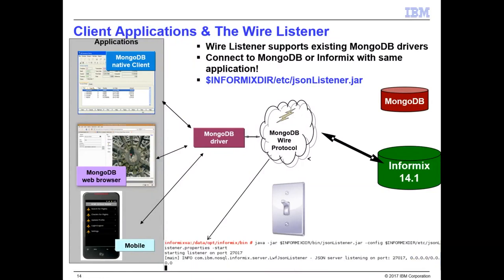There is a configuration file called jsonlistener.jar. I have to edit that, and we'll see that in a moment. But to start this up on the command line, there's a lot of very, very tiny code sitting at the very bottom of the screen, and that's how you do it. The standard port that the wire listener listens on is 27017, shown here at the bottom.